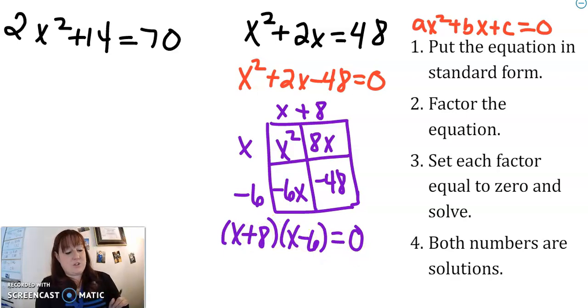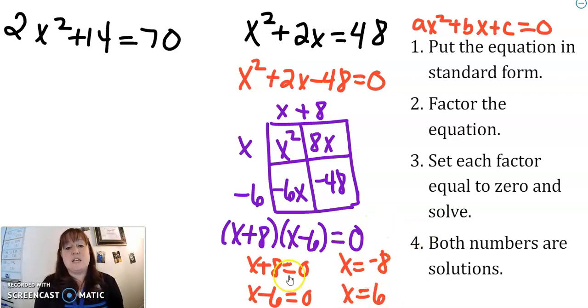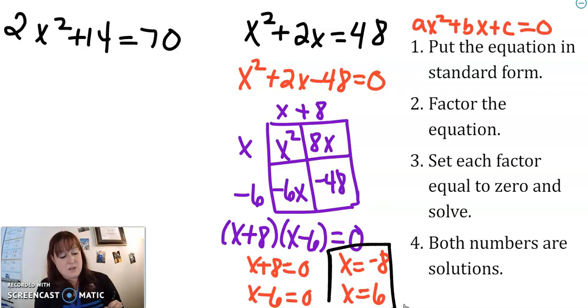So we set each of our factors equal to 0. We say x plus 8 has to equal 0, or x minus 6 has to equal 0. We solve those and we get x equals negative 8 would make that true, or x equals positive 6 would also make that true. So what we just found is that negative 8 and positive 6 make this function true. If I put in negative 8, I'd get out 0. If I put in positive 6, I'd get out 0. And since this function is the same function as this one, negative 8 and positive 6 also make this function true. So these two are both my solutions. Okay, the solution to this quadratic equation is both of those.